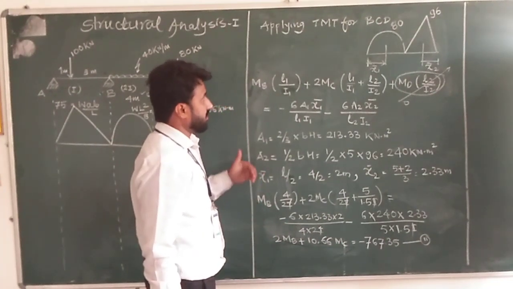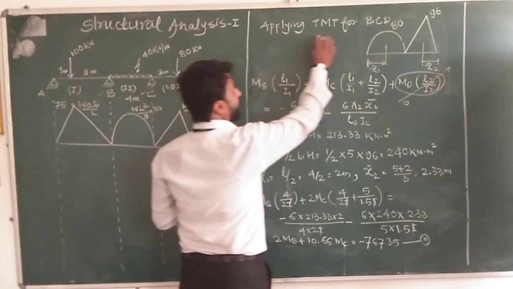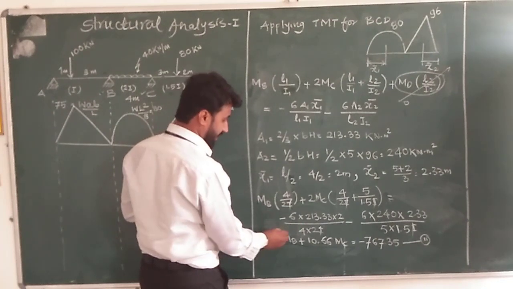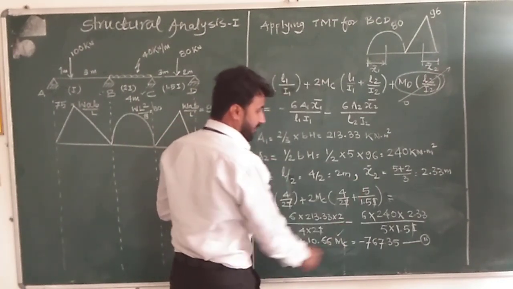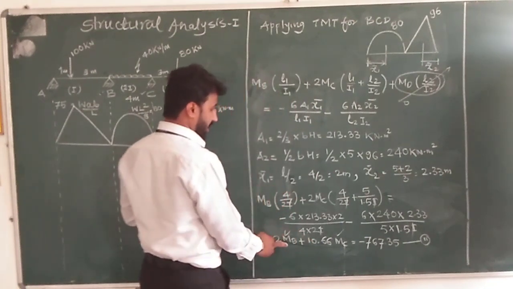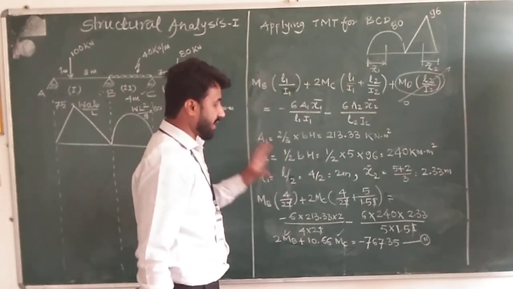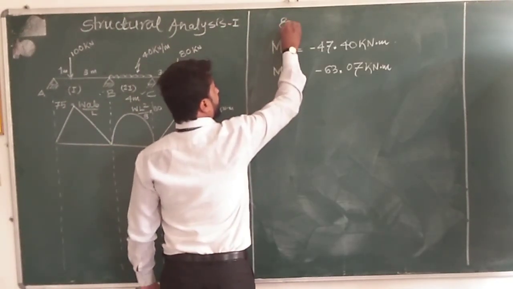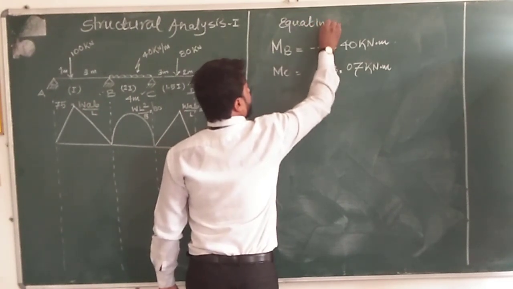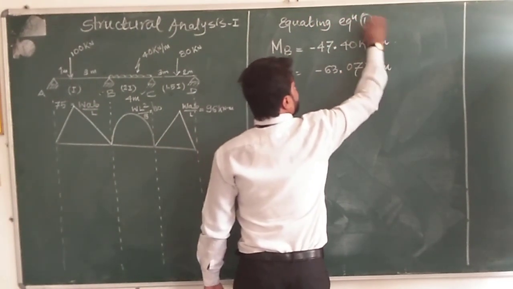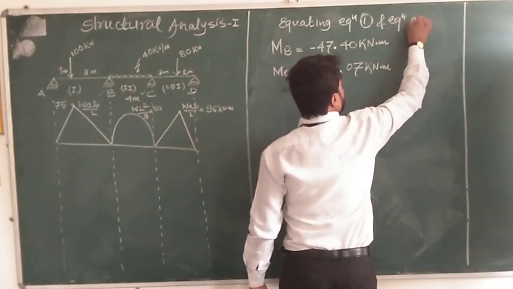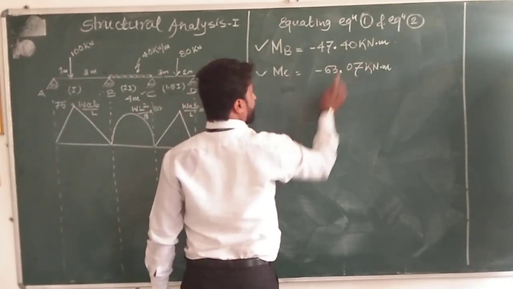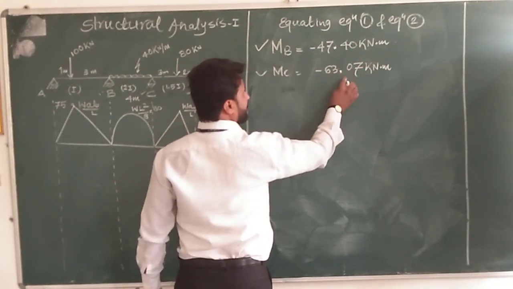Now this is the second equation we got from this equation. We got the first equation by applying the three moment theorem for span ABC. We will equate this equation with these two equations and calculate MB and MC. So by equating equation number 1 and 2, we will get the value of MB and MC directly. I am writing that MB and MC value directly on the board: minus 47.40 kilonewton meter and minus 63.07 kilonewton meter.